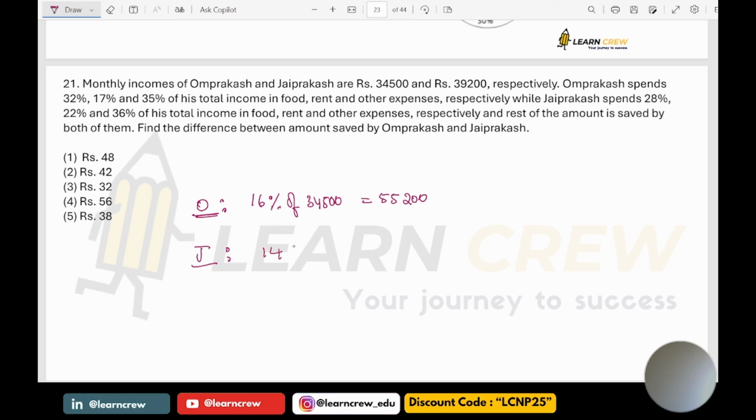28 plus 22 is 50, 50 plus 36 is 86. So remaining is 14% of 39,200, which is how much? It is 5,488. So what is the difference between these two? The difference between these two is nothing but 32 rupees. So answer is 32 rupees.